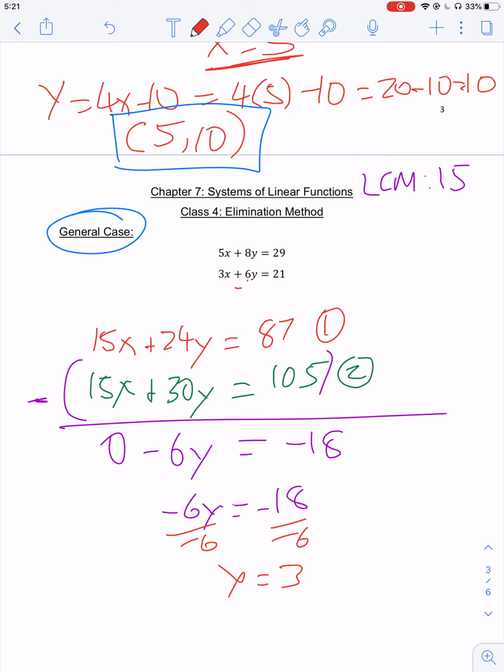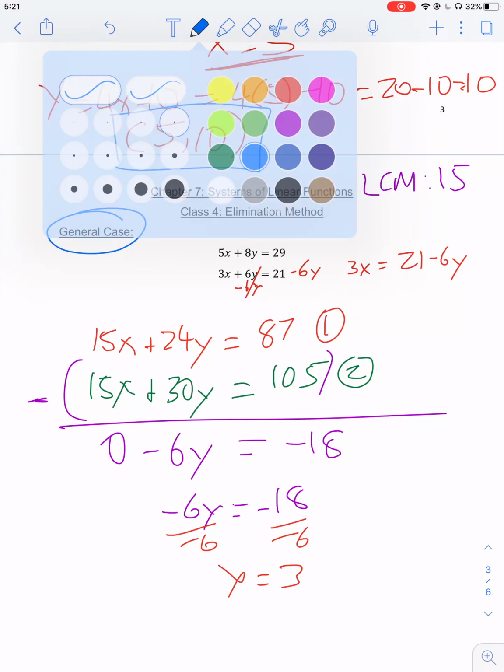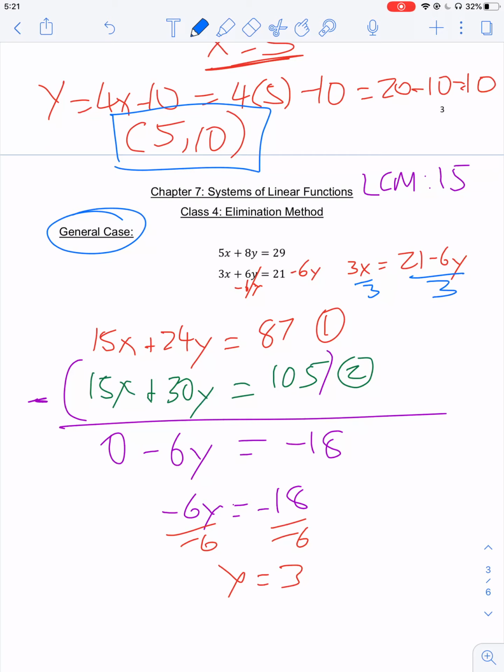So I'm going to do minus 6y on both sides, so this will disappear, and then you're going to have 3x is equal to 21 minus 6y. You can write this however you want, just make sure you're dividing. The final step is to get rid of the 3, so divide by 3, divide by 3. Make sure you're dividing both the 21 and the 6.